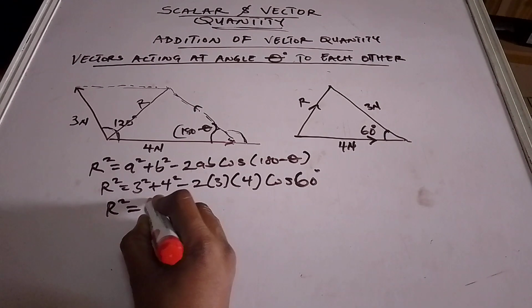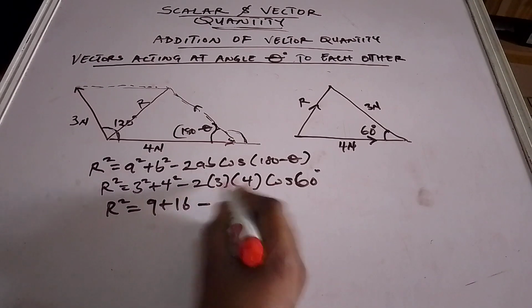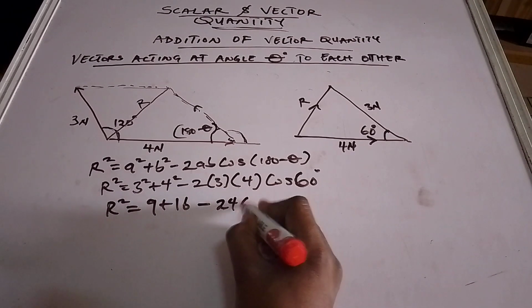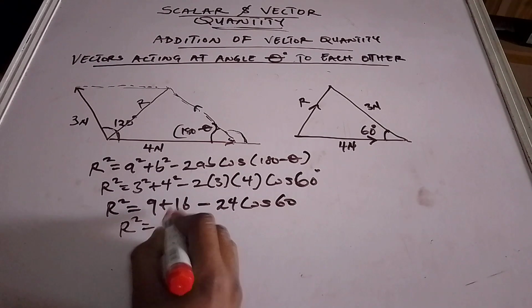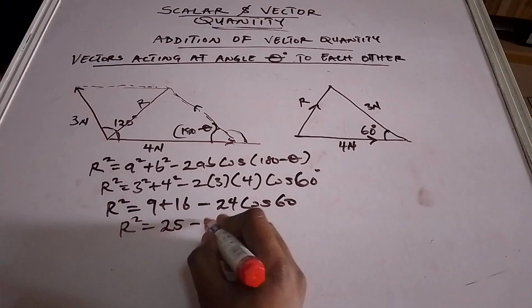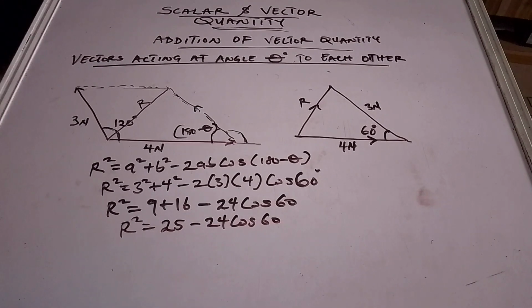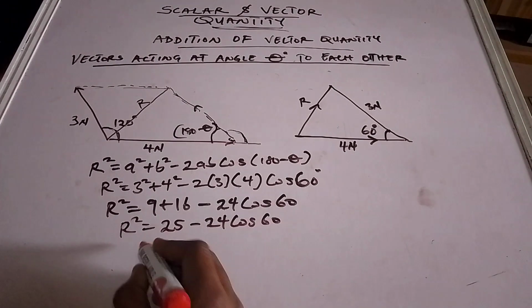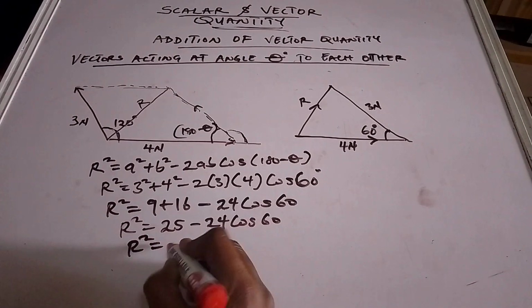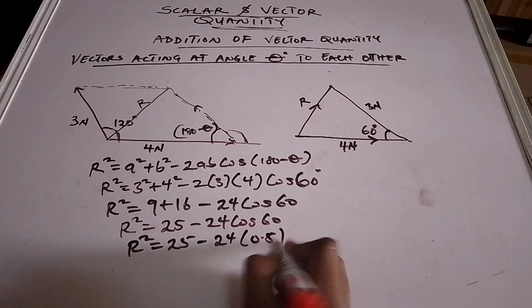The r square is going to be 9 plus 16 minus 2 times 3, 6 times 4, that's minus 24 cos 60. So let's solve now. Then our r square is going to be 25 now minus 24 cos 60. So let's look at it now. What's going to be cos 60? So cos 60 is 0.5. So r square equals 25 minus 24 into bracket 0.5.